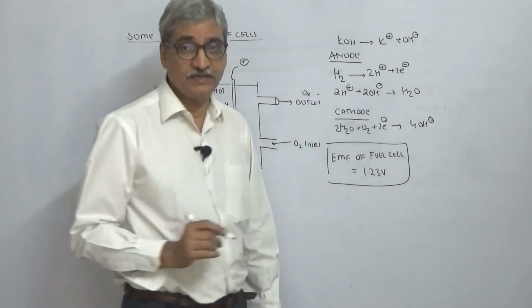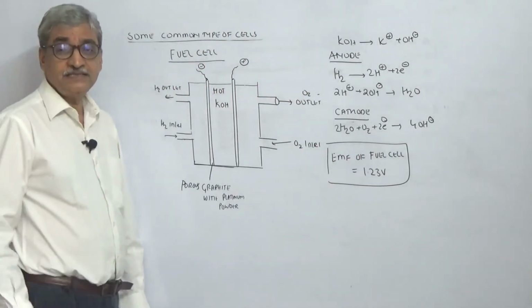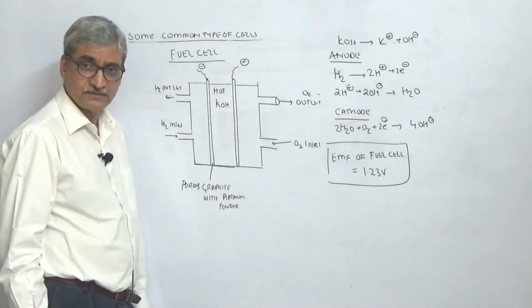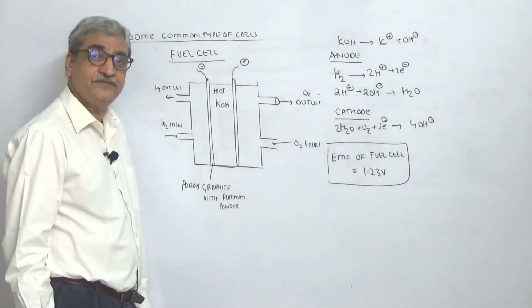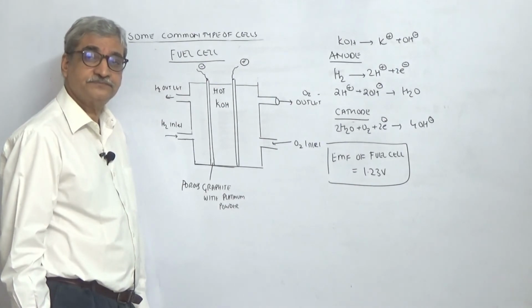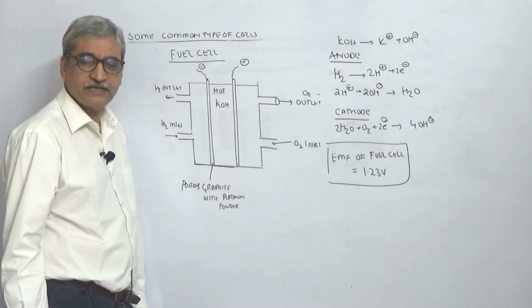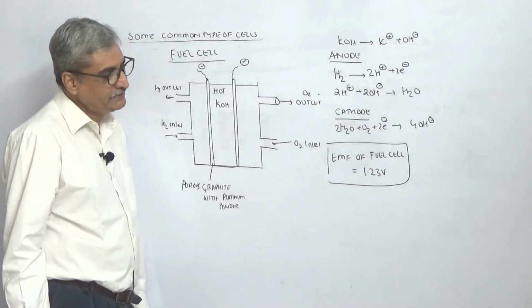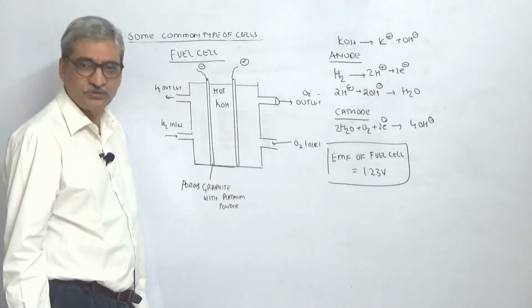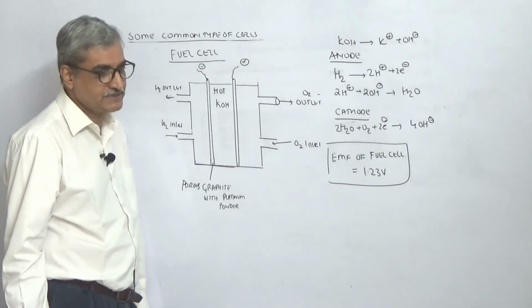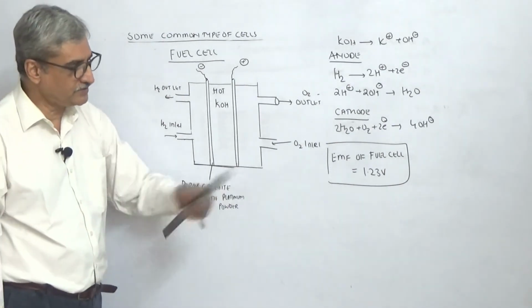Please remember these values. Daniel cell 1.1 volt. Then we have dry cell 1.5 volt, lead accumulator 1.8, fuel cell 1.23 volt. So these are very essential. Some marks are allotted for giving this.